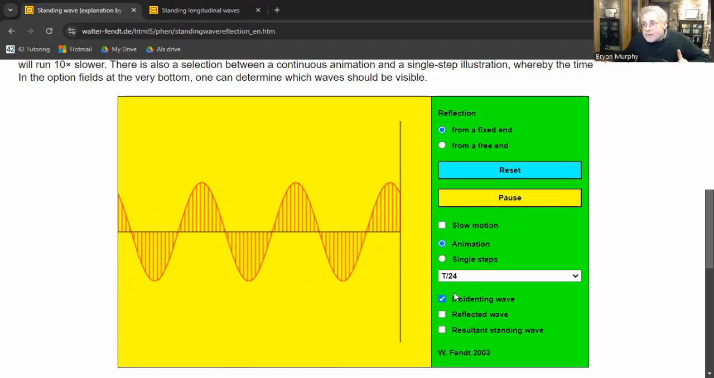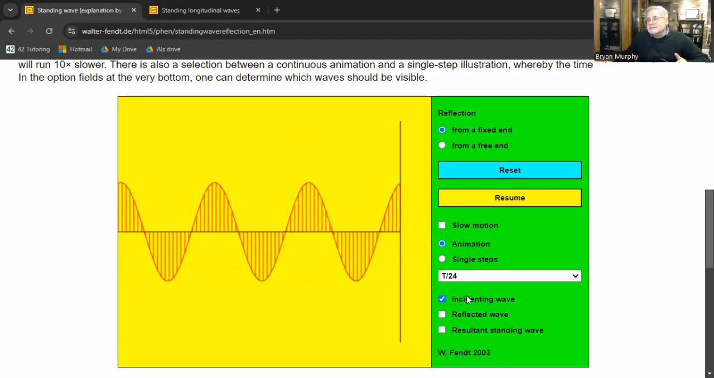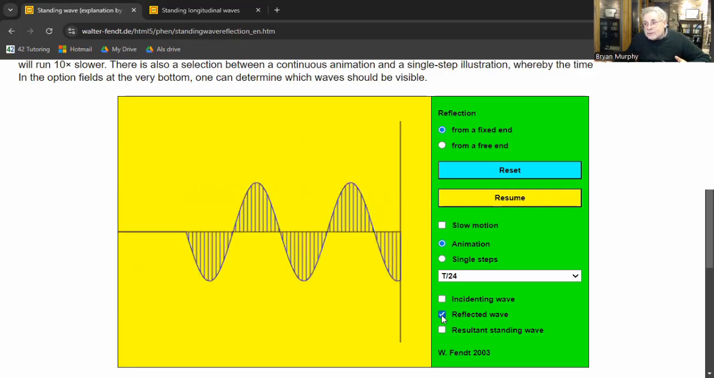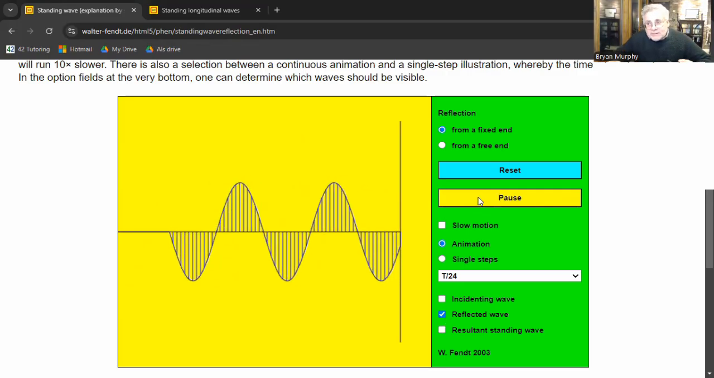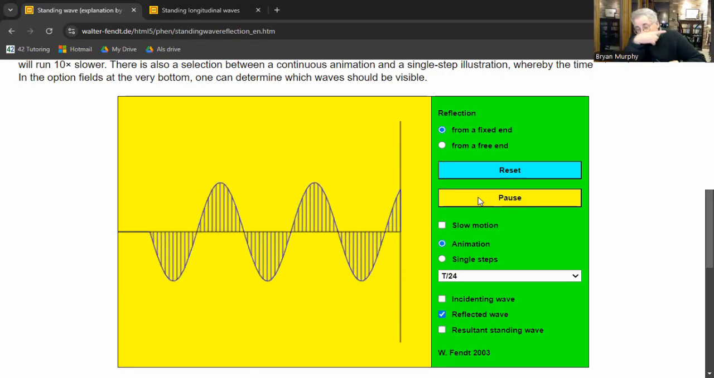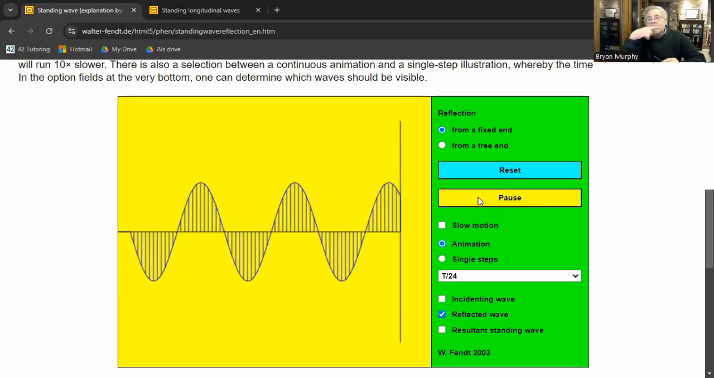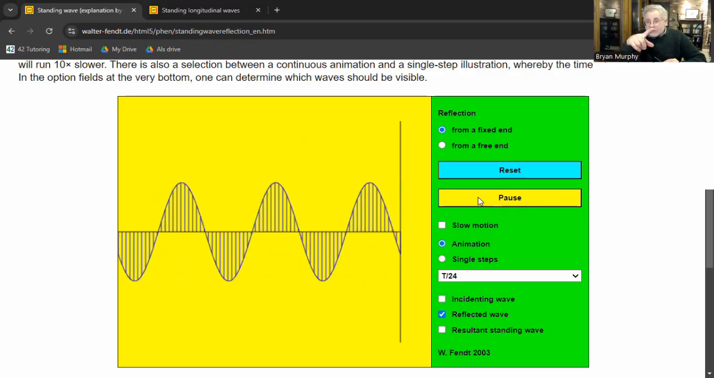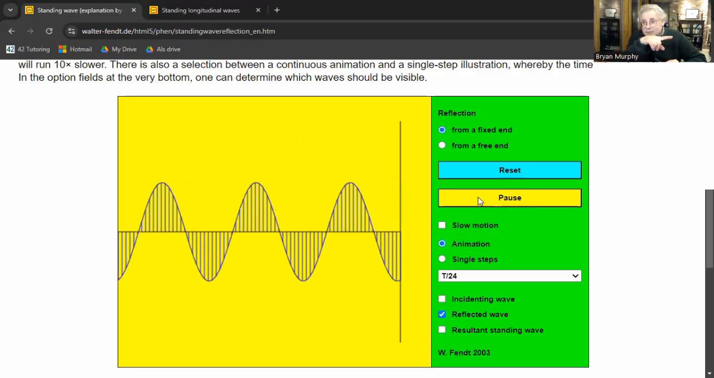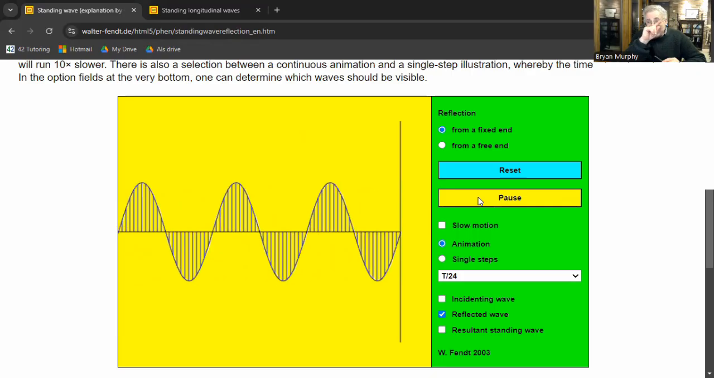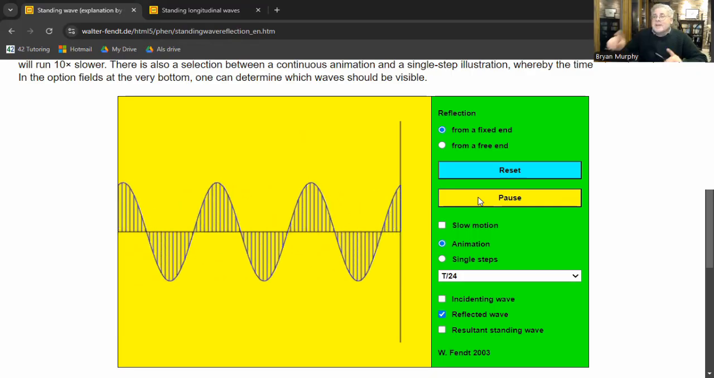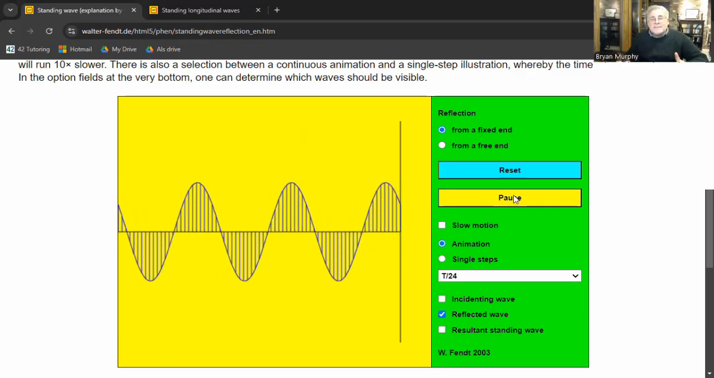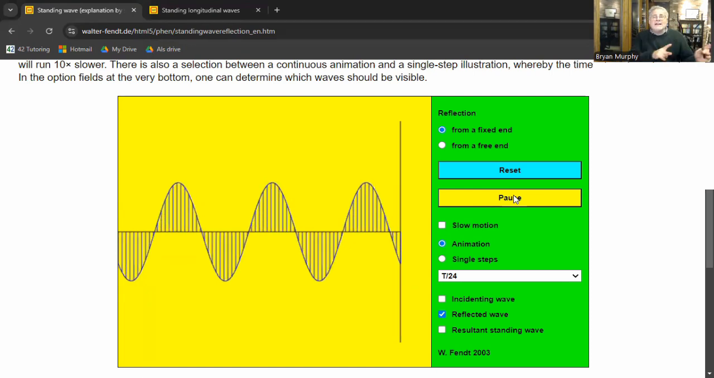Now, if I pause that and get rid of that and show the reflected wave, this is what the reflected wave is doing. It is going the other way. It's being reflected. I'm not going to say more yet, because we're going to see examples of these. Okay. Now, the interesting thing is what happens when I have both waves at the same time.